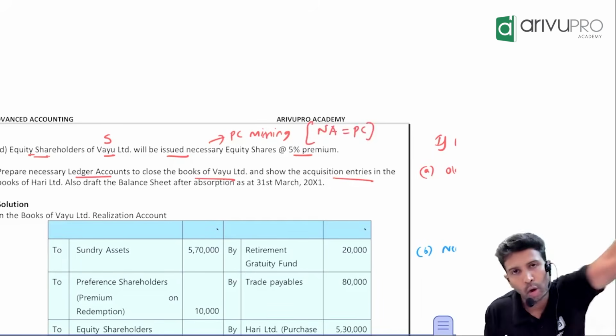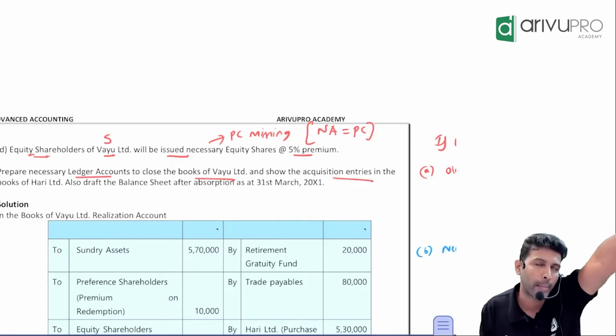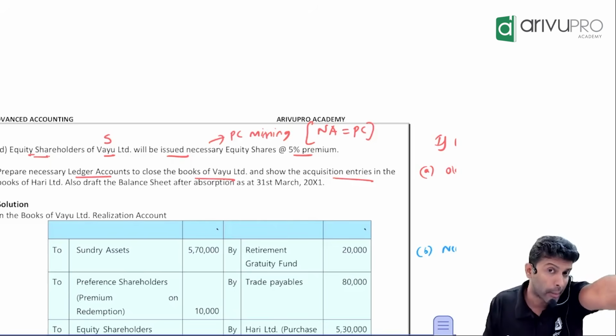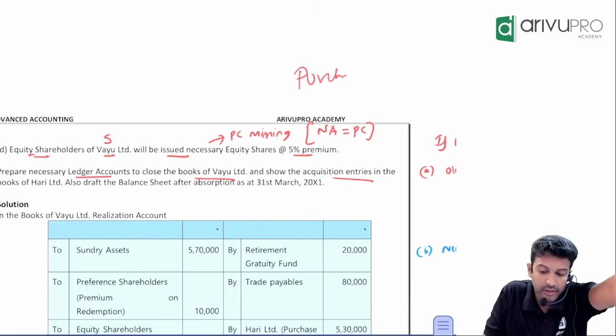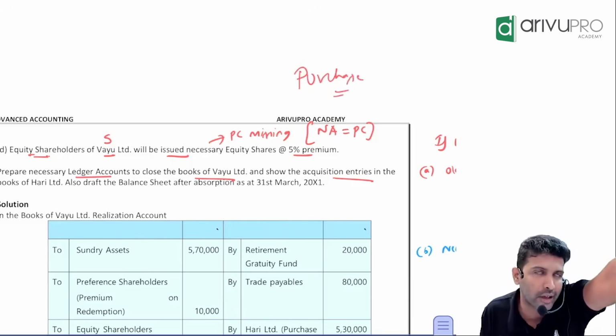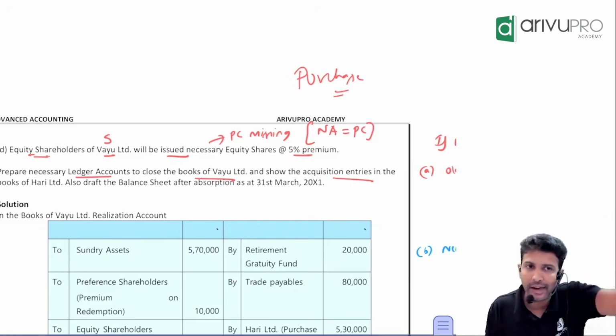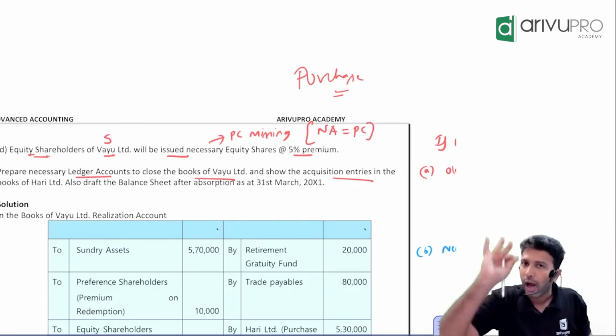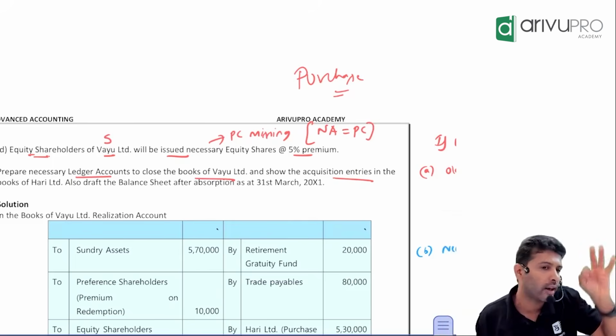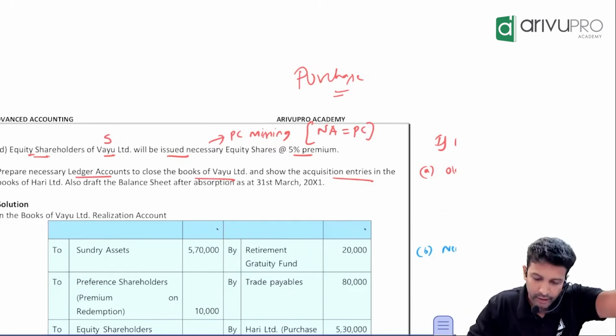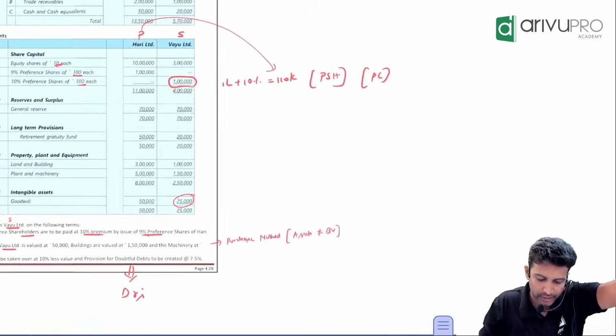Okay? And now go back. How do you calculate net assets? Throw back at me. How do you calculate net assets? Remember, it is not the merger method, it is a purchase method. From that context, tell me what is net assets? Assets taken over at agreed value minus outside liabilities taken over at agreed value. Okay, take your calculator. We'll do it and cross check immediately.